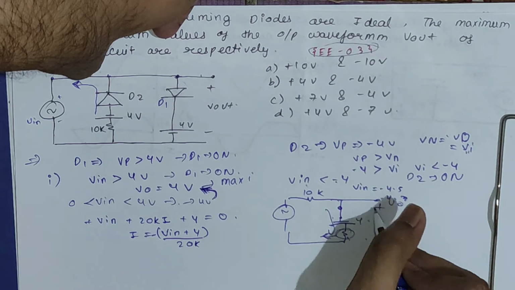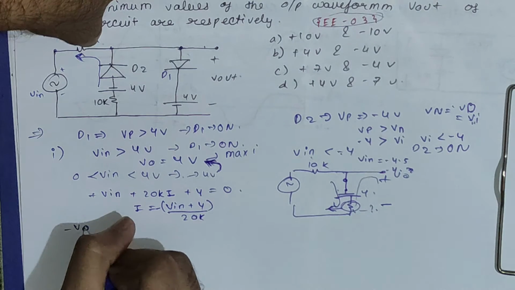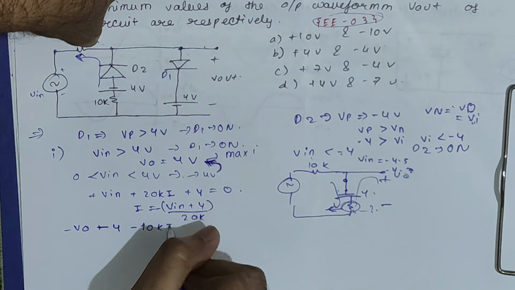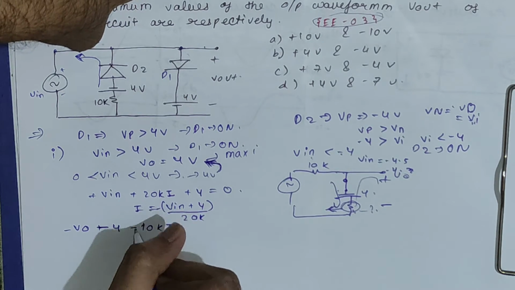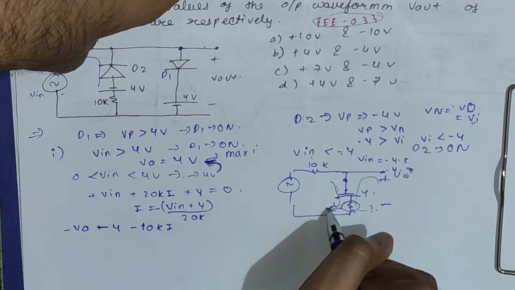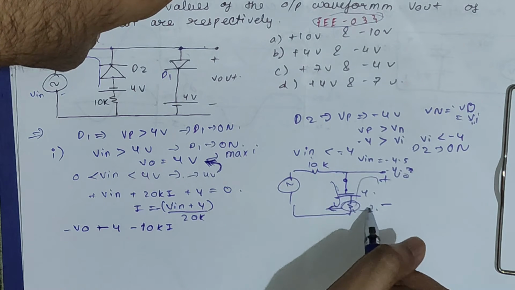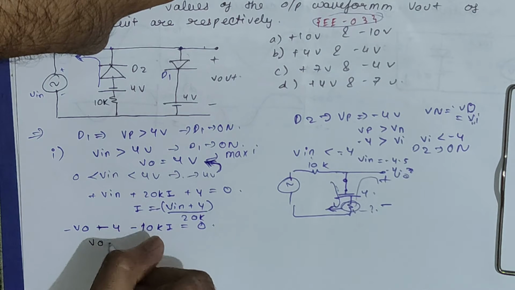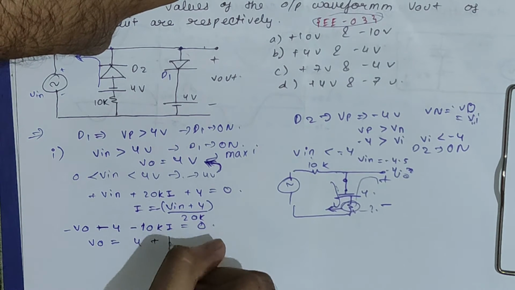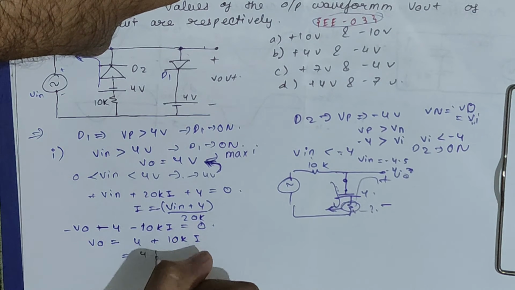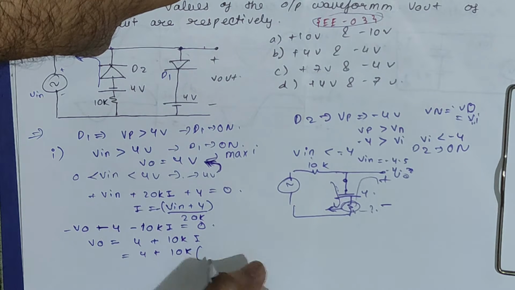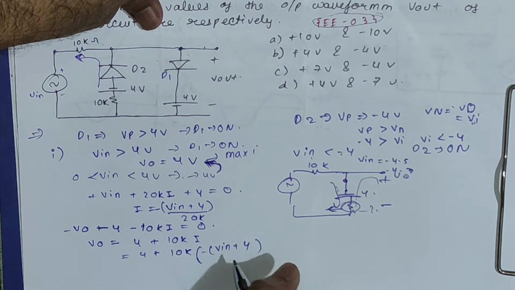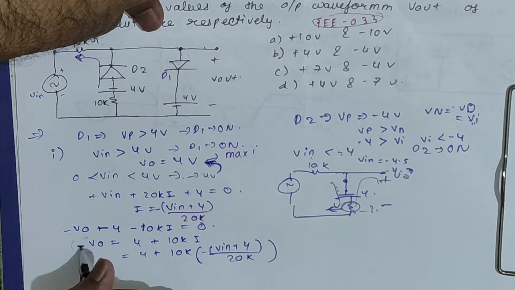If we apply KVL we will get minus VO minus 4 minus 10k I. I have written minus here because we know the current is flowing like this but we are applying KVL like this, equal to 0. So VO will be 4 plus 10k I. We know I is minus Vin plus 4 upon 20k. Sorry, this will be minus VO.